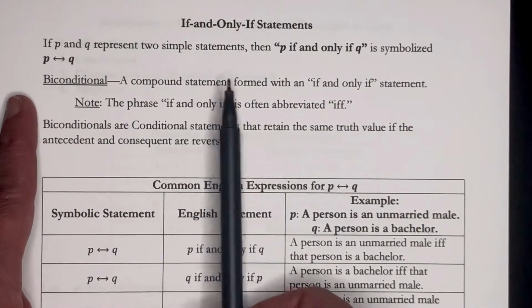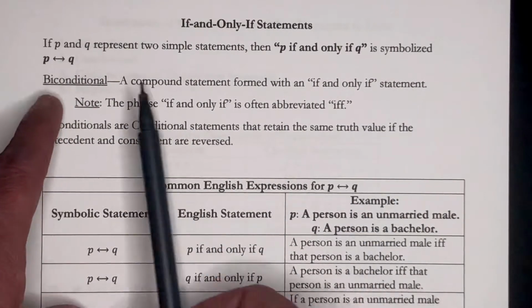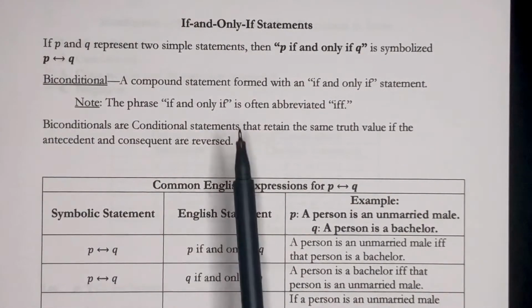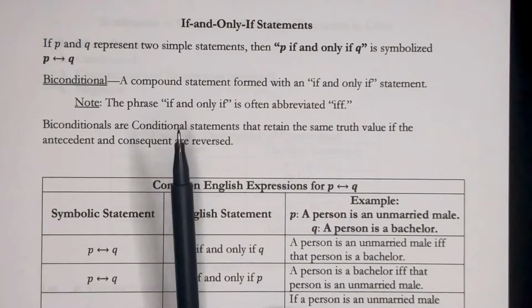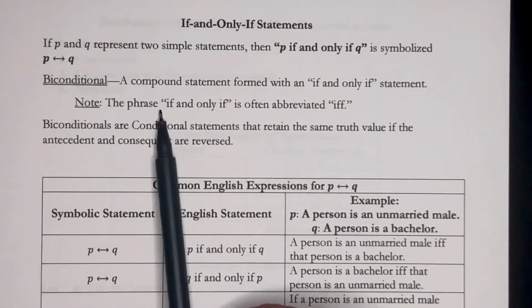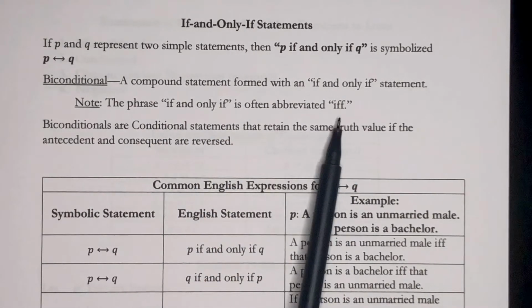A compound statement formed with an if and only if statement. That's what we mean by a biconditional. And because if and only if is long and mathematicians are lazy, we usually write if and only if as IFF.